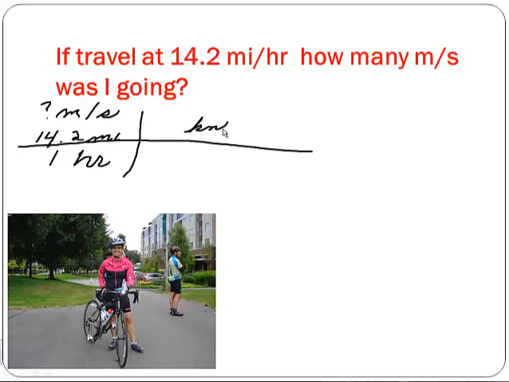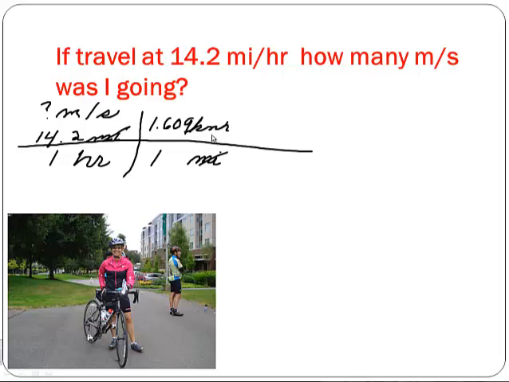I'm going to say kilometers over mile, because I want to get rid of miles, and I want to go from the English system to the metric system. So this is the conversion that I know, and I know that 1 mile is equal to 1.609 kilometers. Where did I get this? I get it from the conversion chart. And I know that miles will cancel out.